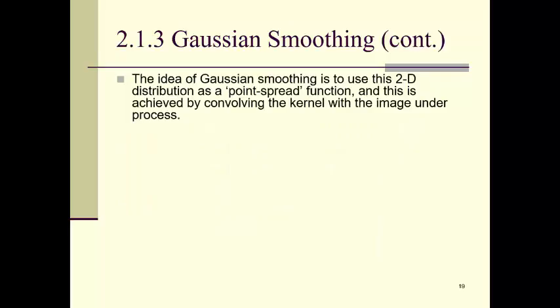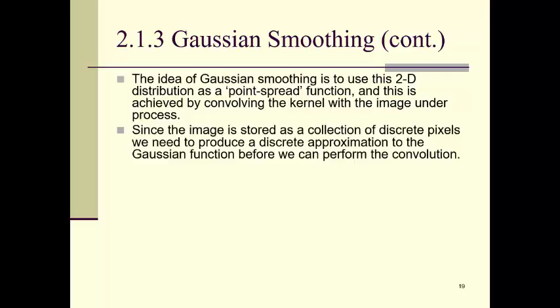The idea of the Gaussian smoothing is to use this two-dimensional distribution as a point spread function. What do I mean by a point spread function? It is a function that starts at a certain point with very high intensity, and as I go further, it starts to fade out. That's what is meant by point spread function. This is achieved by convolving the kernel with the image. After creating this kernel according to the Gaussian distribution, I will convolve it with my image, the normal way that we are used to.